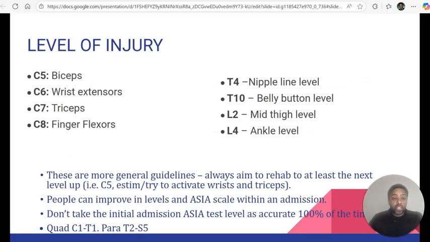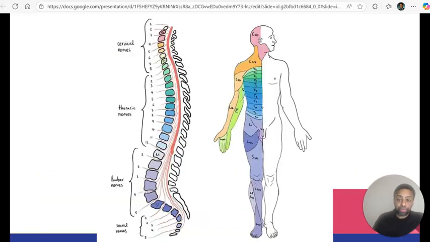Based on the level of injury, we would expect to see certain muscle groups being spared and certain movements being present. At a C5 injury, oftentimes the biceps are preserved, and you would see the person has elbow flexion abilities. At C6, wrist extension may be preserved. At C7, triceps, and so on. At T4, movements above the nipple line are intact. At T10, above the belly button, and so on.